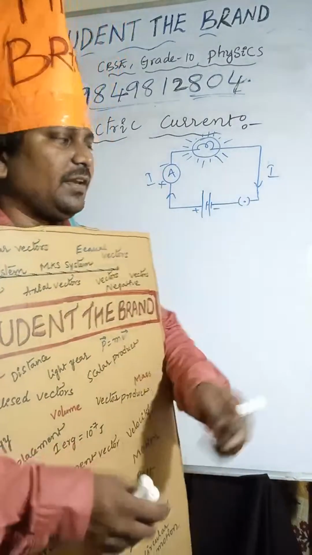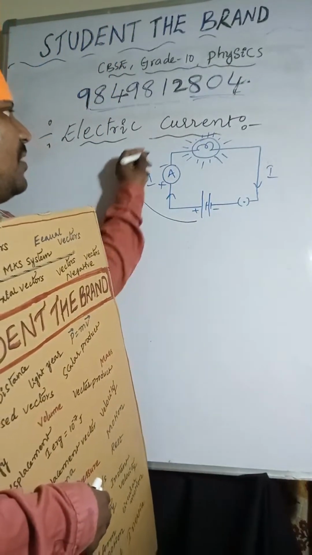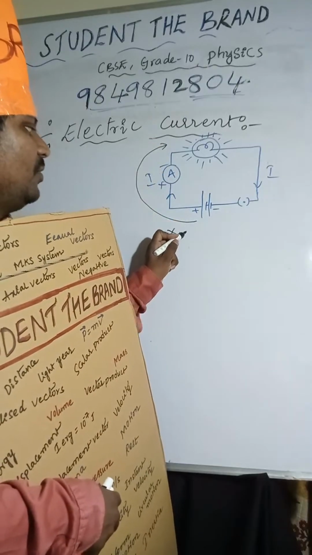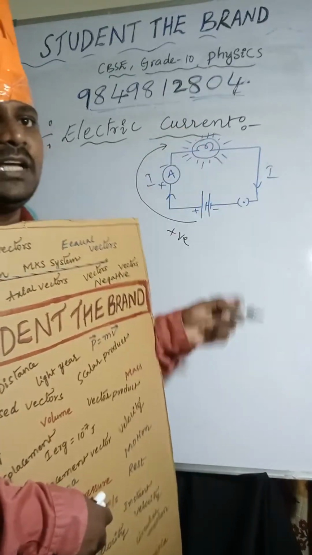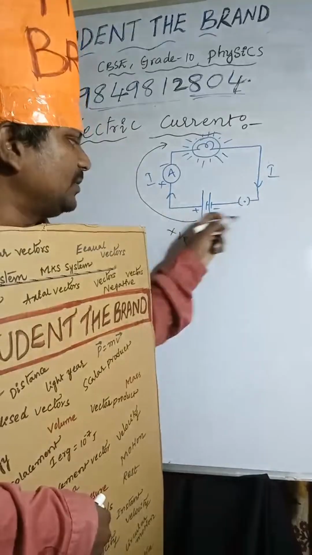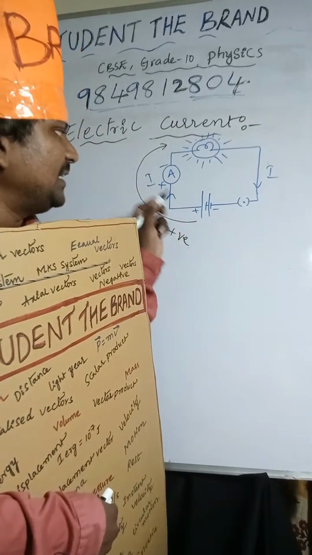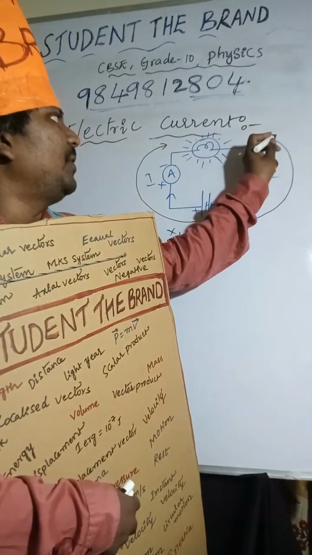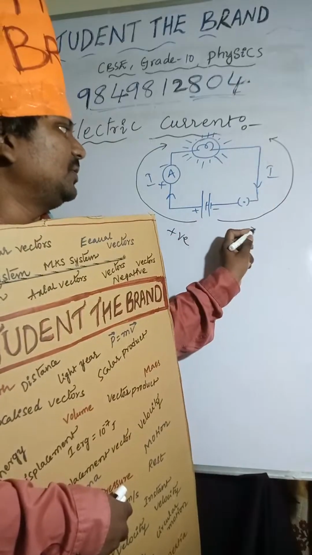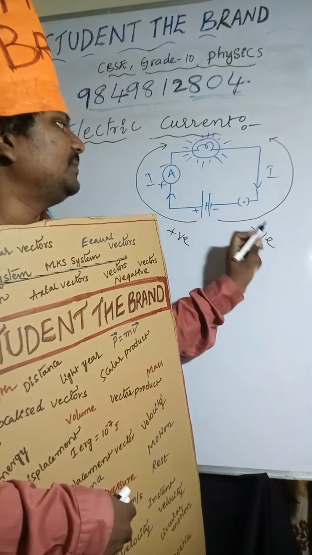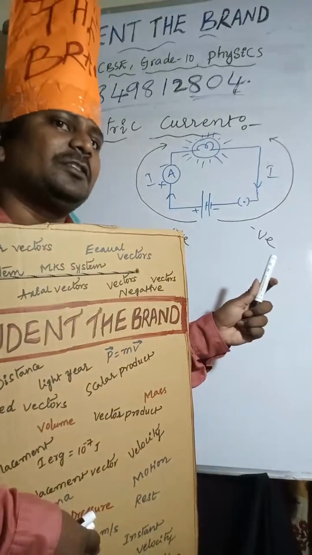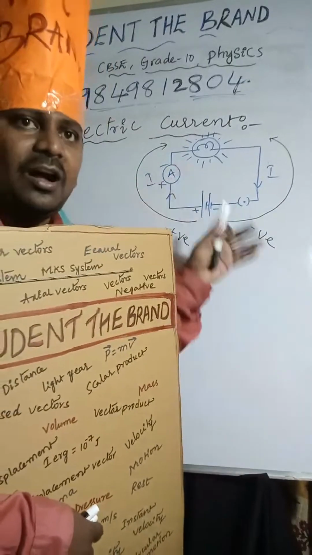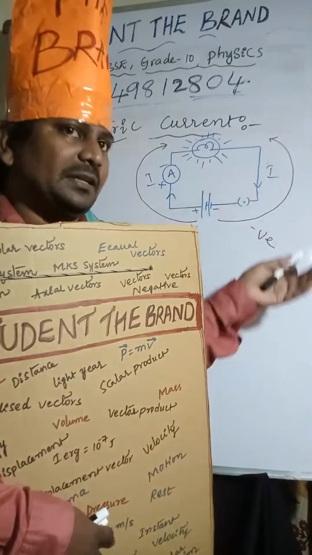So positive charges will move from positive terminal to negative terminal, whereas electrons will move from negative terminal to positive terminal. So the direction of flow of positive charges is taken as the conventional current direction, and the direction of flow of electrons is taken as the electric current direction.